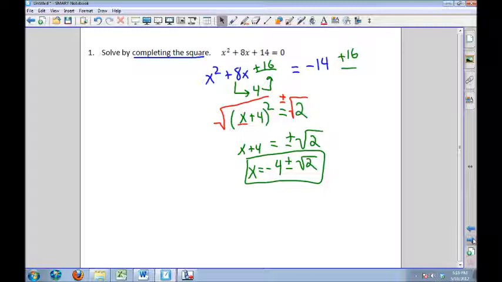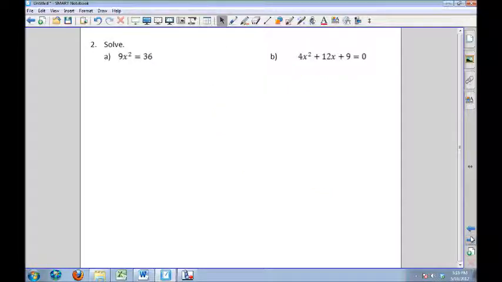This method is actually slightly faster than just using the quadratic formula. It also reduces the possibility that you make an error in simplifying that formula. The next one is a slightly easier method for solving square roots. If I have a perfect square already isolated, I can just take square roots right from the beginning.